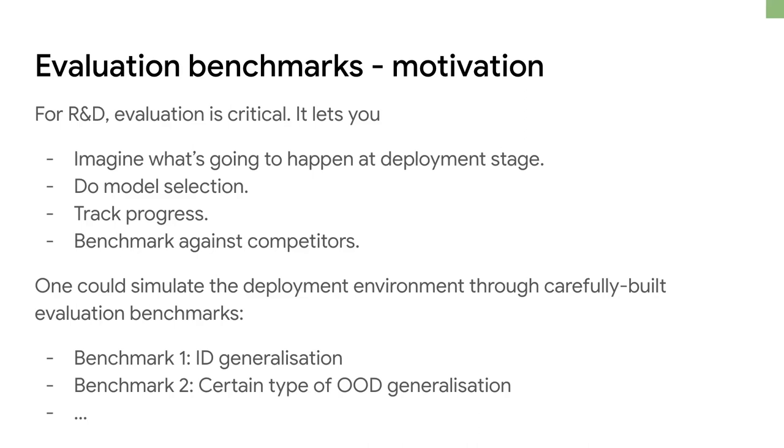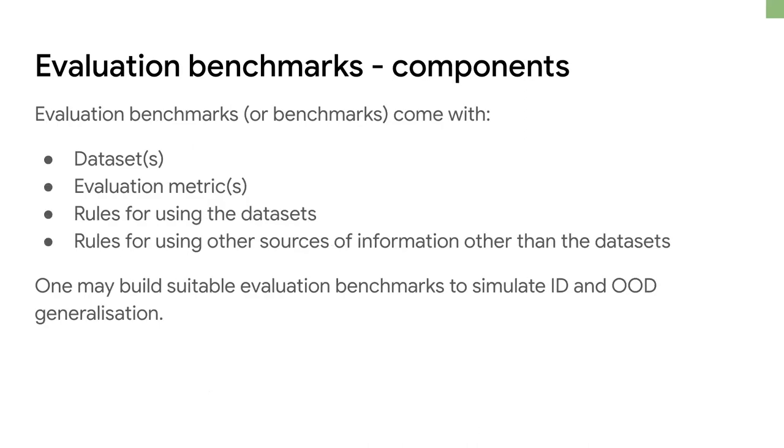You can also simulate different OOD cases by coming up with different benchmarks. So in benchmark one, you can simulate ID generalization. In different benchmarks, you might want to look into different types of OOD generalization. So key components are the data set, first of all, because machine learning is all about data. What kind of evaluation metric are you going to use for the benchmark? And also how to use the data sets, how to split the data, and so on. And also the other types of information, like whether you can use pre-trained model, for example, for competing in this benchmark. If so, then what kind of pre-trained model can you use?